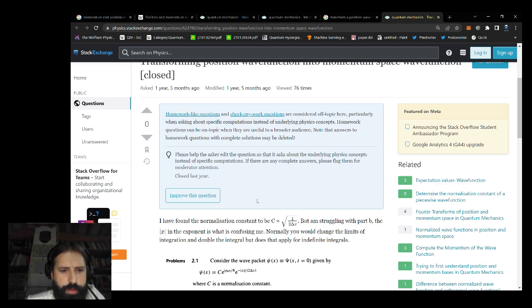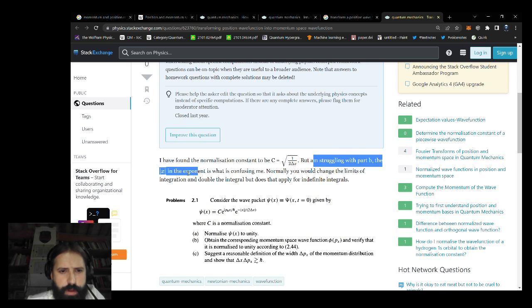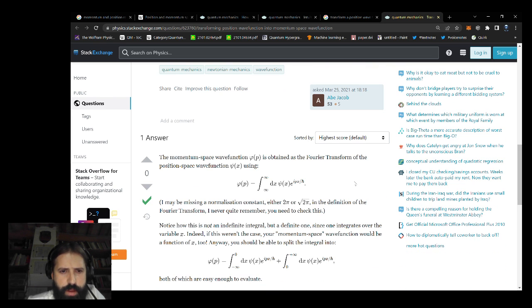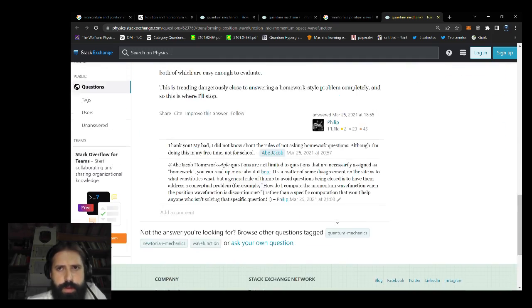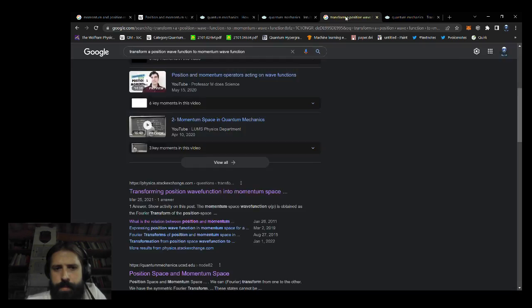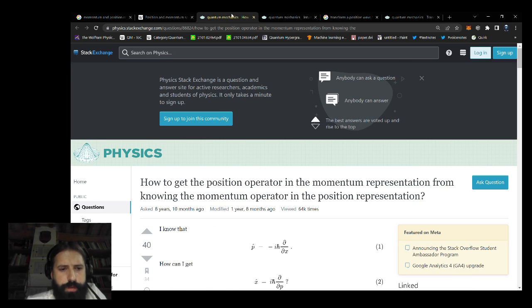There's a similar problem to the one I'm trying to approach. Normally you would change the limits of integration in the double integral, but that's not applied. The momentum space wave function is obtained as the Fourier transform of the position space wave function. Okay, but why? That's what's not intuitive to me.